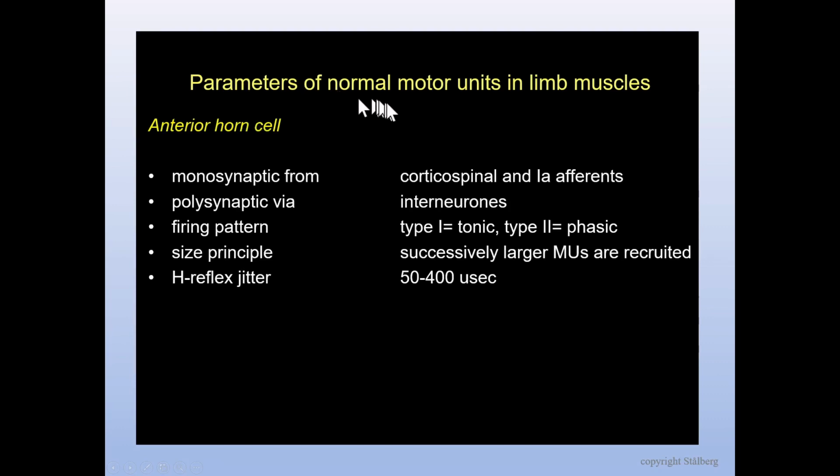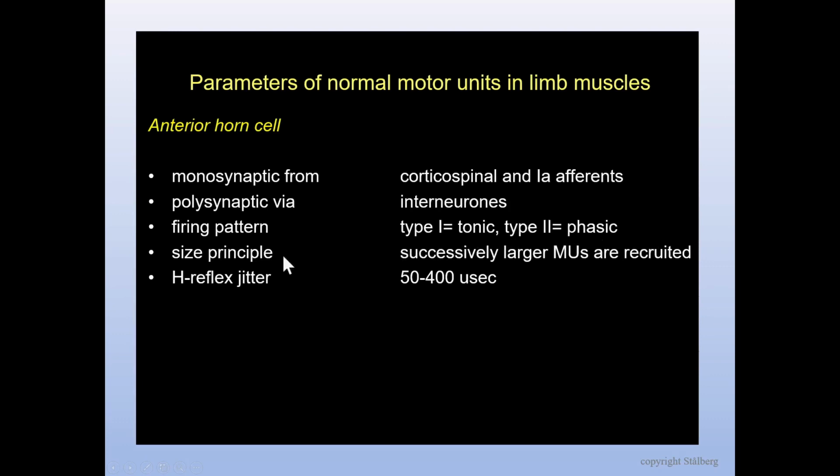Electrophysiological parameters of the motor unit are as follows. The anterior horn cell has the monosynaptic connection between the corticospinal tract and the afferents, and we also have polysynaptic connections with interneurons that regulate the firing rate. The firing pattern can theoretically be divided into tonic and phasic types, but when we look at a large group of muscle fibers with different types, it is difficult or impossible to see a clear differentiation in two distinct groups. It seems to be a continuum.